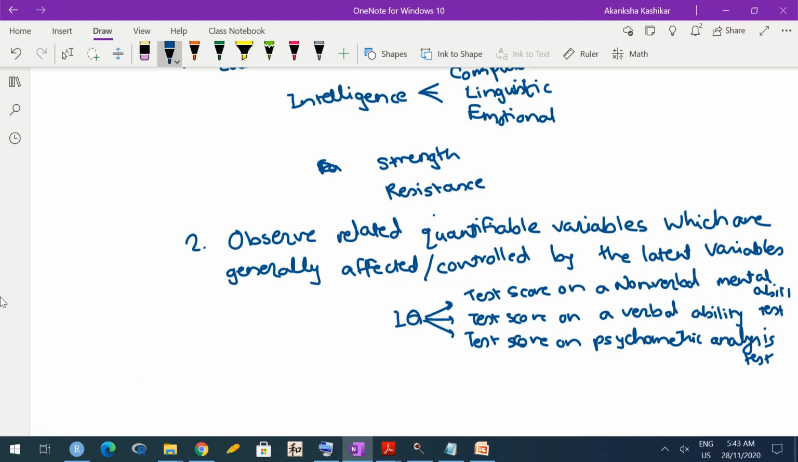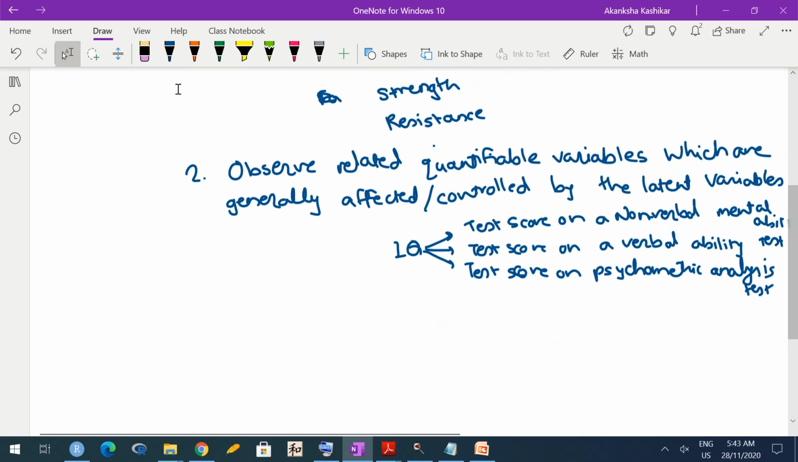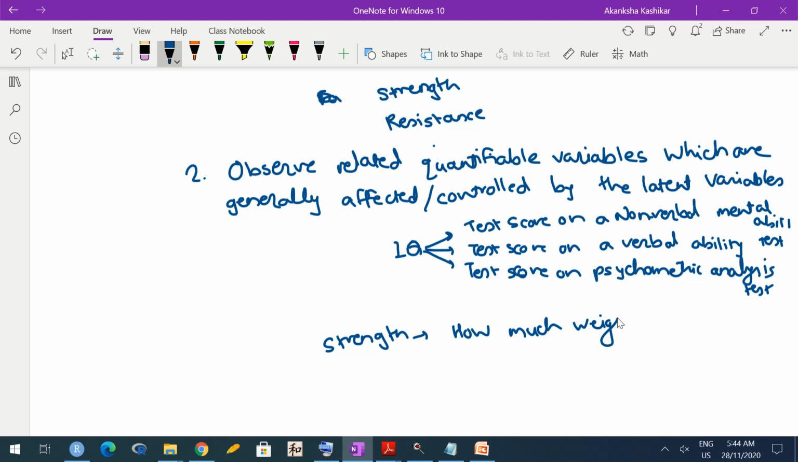Okay. When we talk about say strength, ability to lift weight. So how much weight can be lifted, or how much pain can, again pain is non-measurable. So in fact that can become a latent variable. So how much weight can be lifted, or how long can a person hold a weight steady, etc.